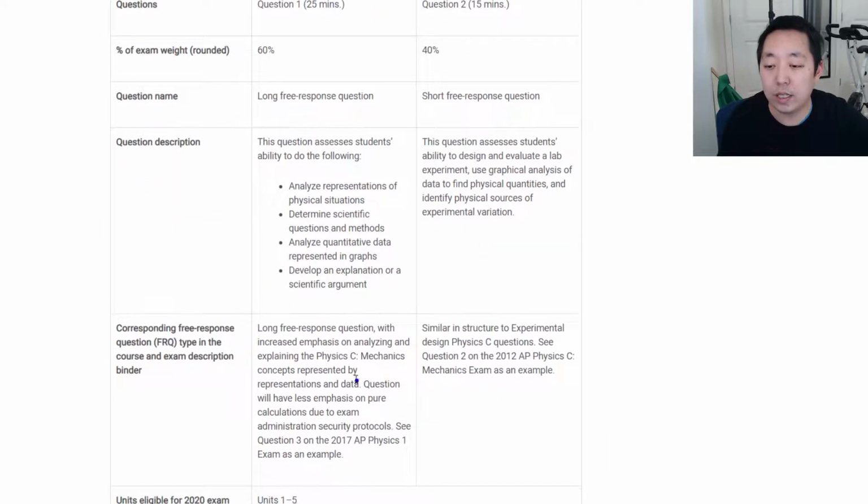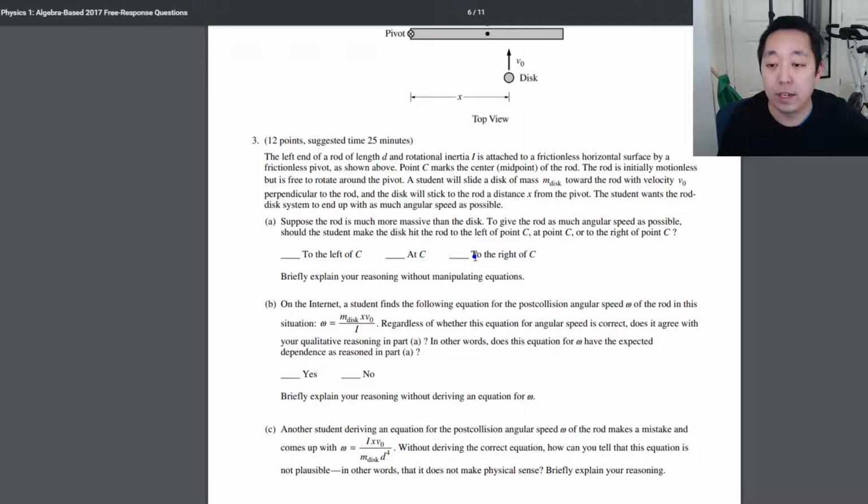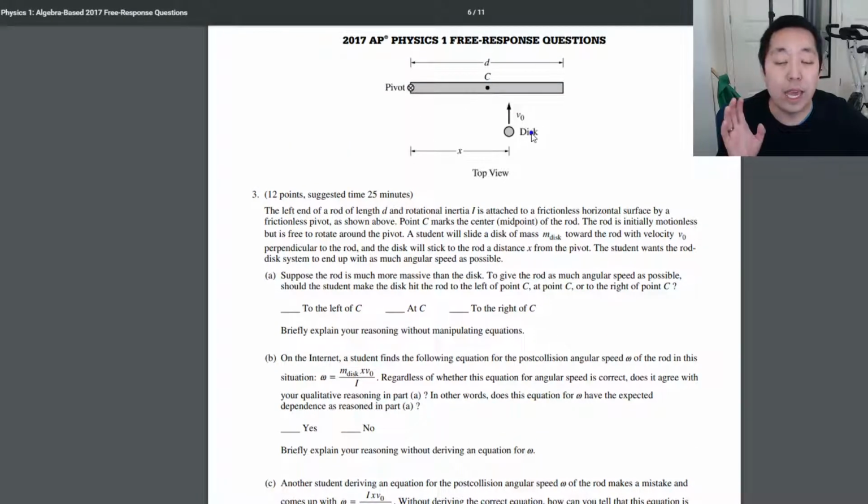And let's look at, like, they consider it a long free response question, with emphasis on analyzing and explaining concepts. They ask you to look at question 3 on the 2017 AP Physics 1 exam as an example. So I want to pull that up as an example I have here. It was an angular momentum question from the Physics 1 exam in 2017. And so they're kind of giving you different physical situations.